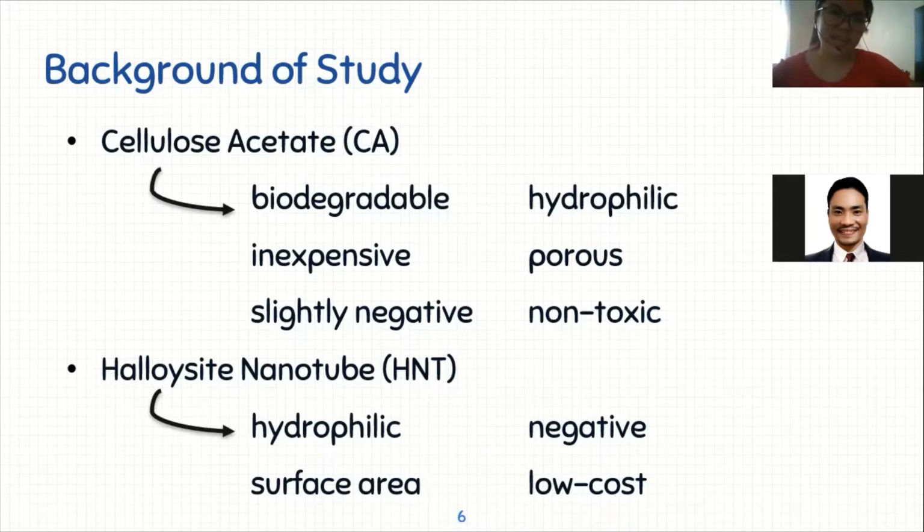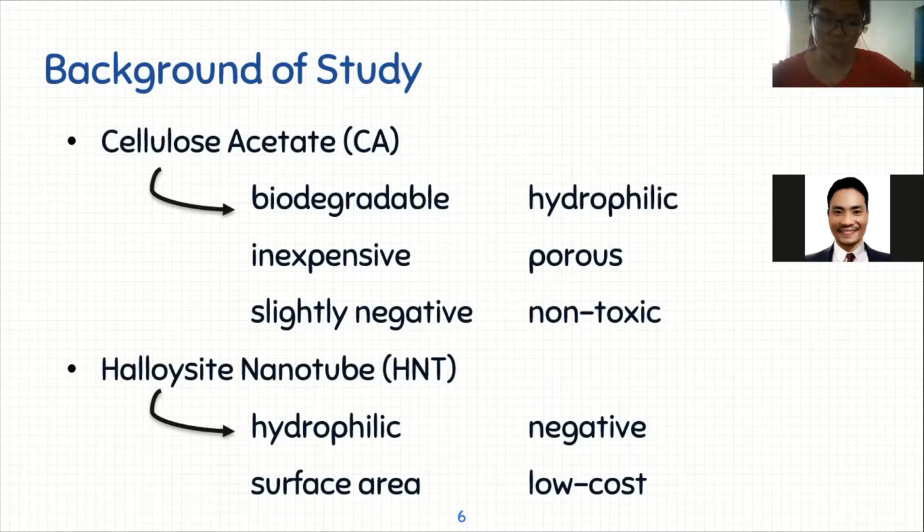So, CA has been established to be a biodegradable synthetic material, and it is inexpensive because it is very abundant in nature and it's a renewable source. Its surface charge is slightly negative, and its surface is hydrophilic. It's also porous and non-toxic. So, aside from being biodegradable and non-toxic, it's actually good for the environment.